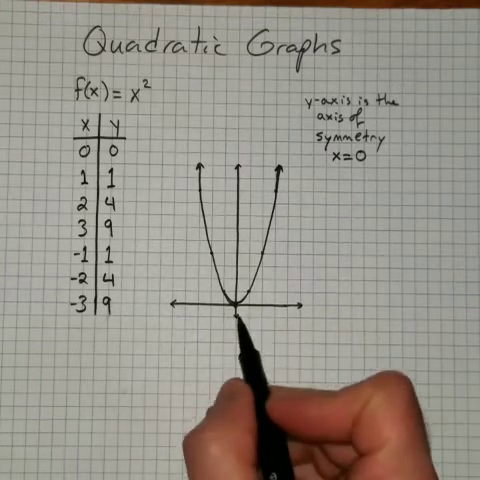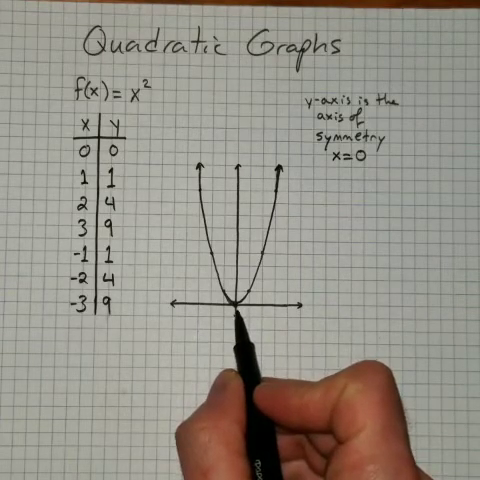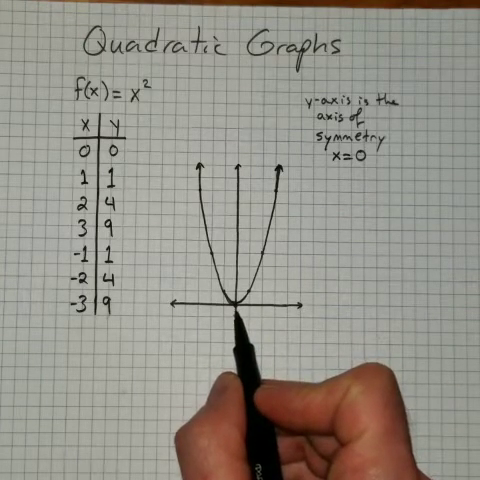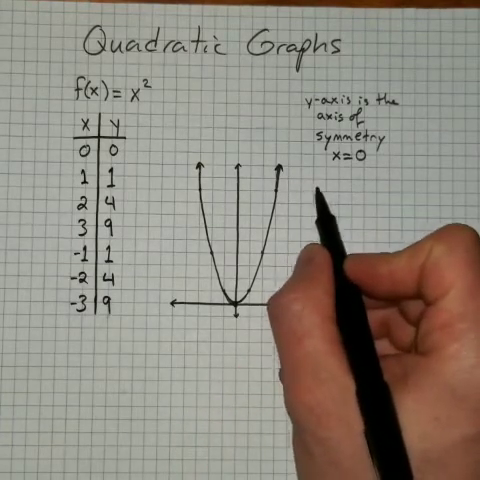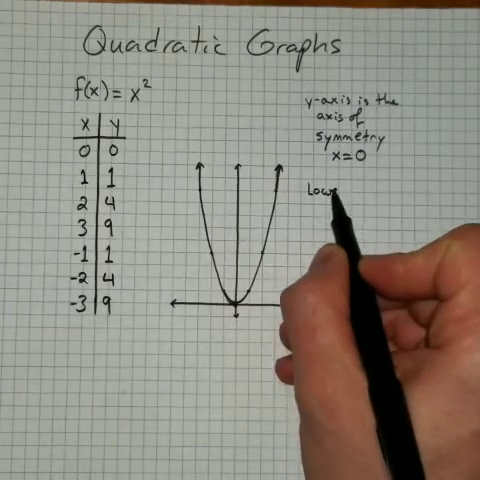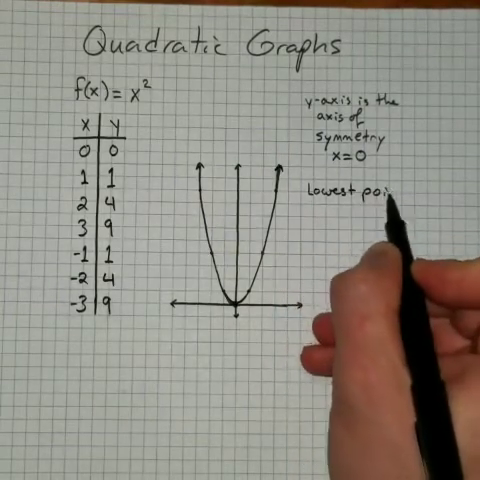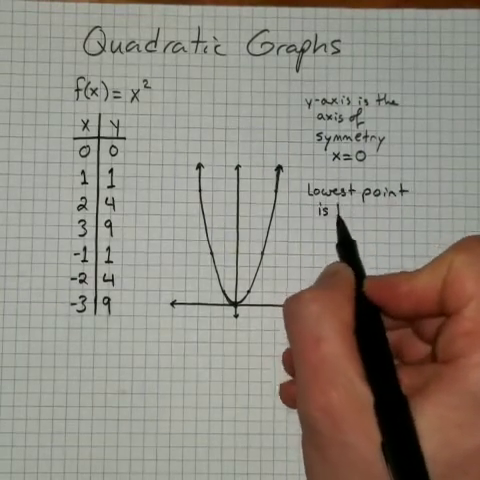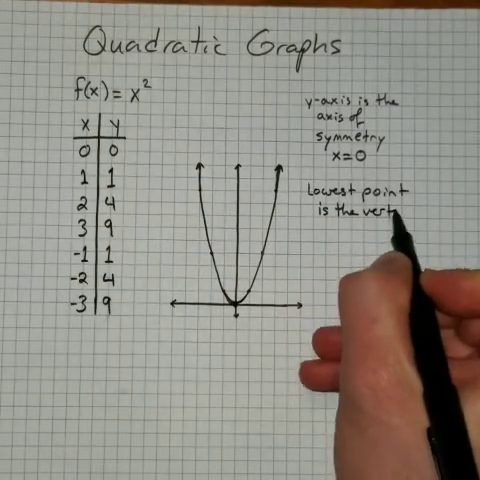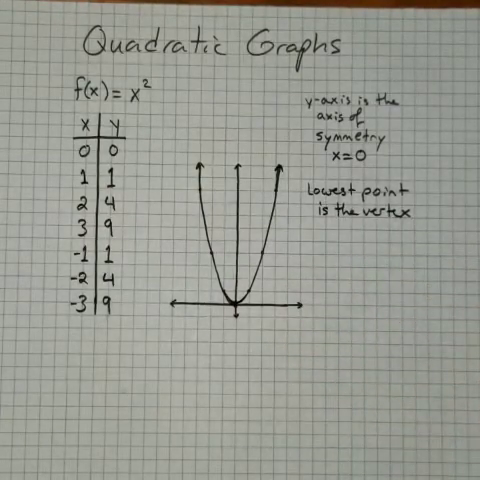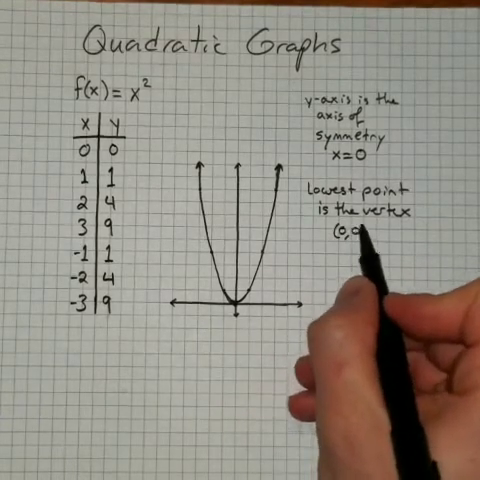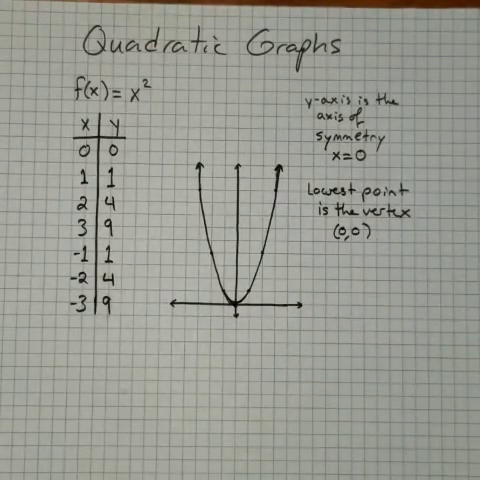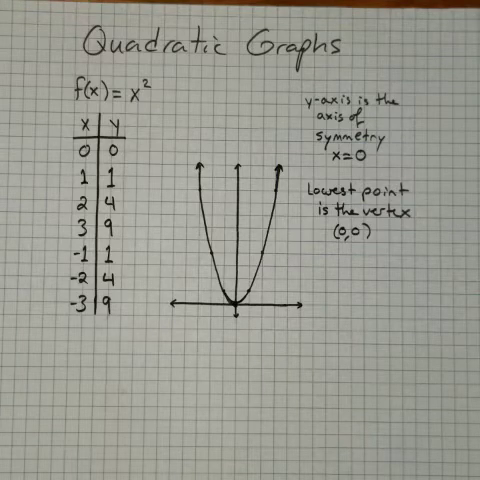We also have this lowest point here. Okay, it's called the vertex. All right, so the lowest point is called the vertex. Lowest point is the vertex. And in our case, it has coordinates 0, 0. It's the origin. Okay, it won't always be that, but in this particular example, it is.